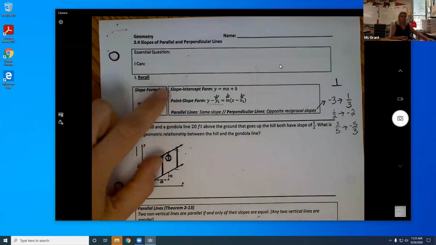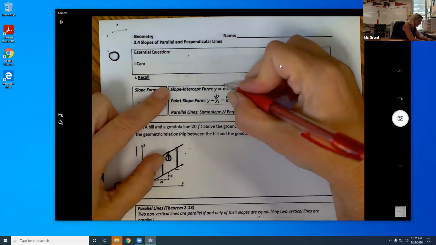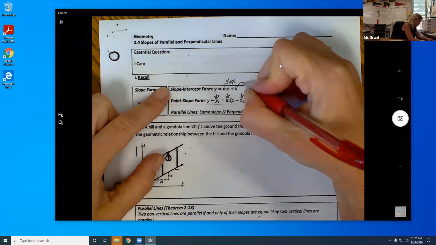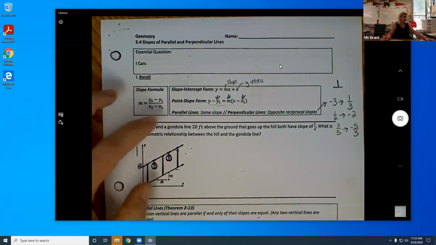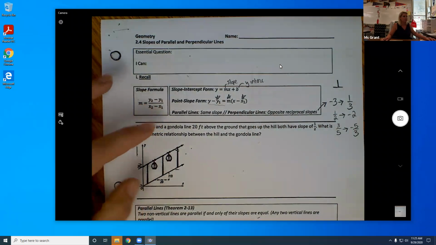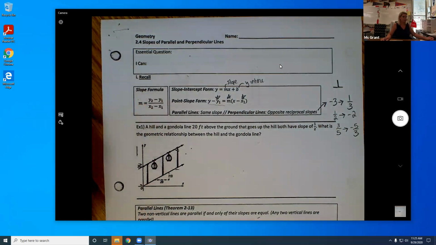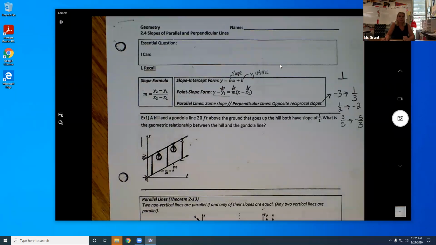I've got the reminders of slope-intercept form, y equals mx plus b. M is my slope, right? B is my y-intercept. And then there's point slope form where I plug in y1, m, and x1, and then just talking about the slopes. Example 1, a hill and a gondola line 20 feet above the ground that goes up the hill both have a slope of 1/2. What is the geometric relationship between the hill and the gondola line?